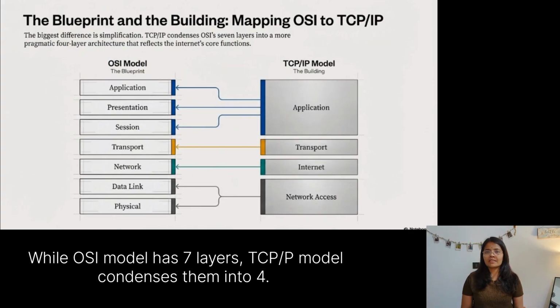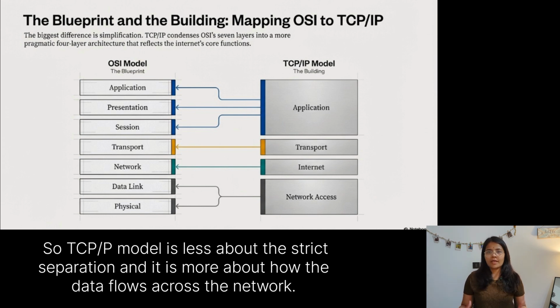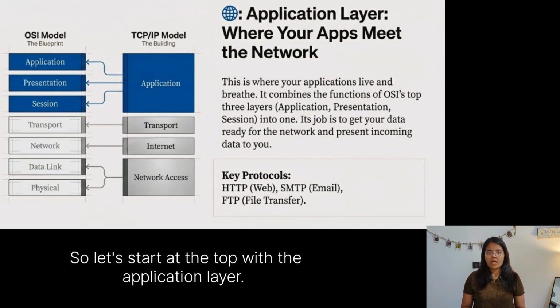While the OSI model has 7 layers, the TCP/IP model condenses them into 4. So the TCP/IP model is less about strict separation and more about how the data flows across the network. So let's start at the top with the application layer.